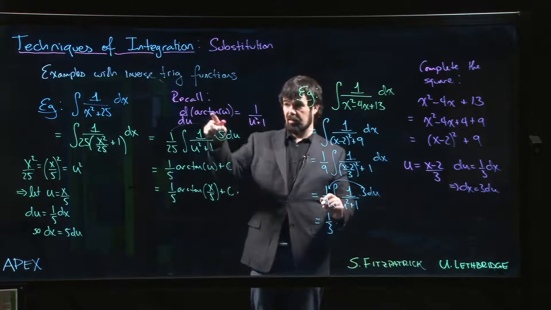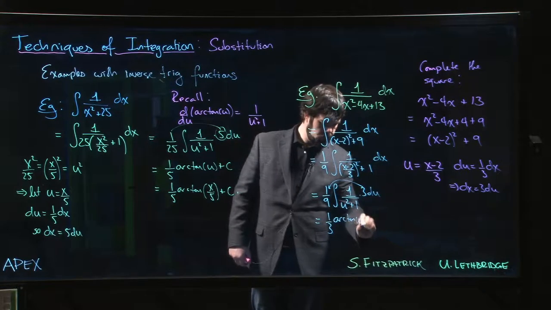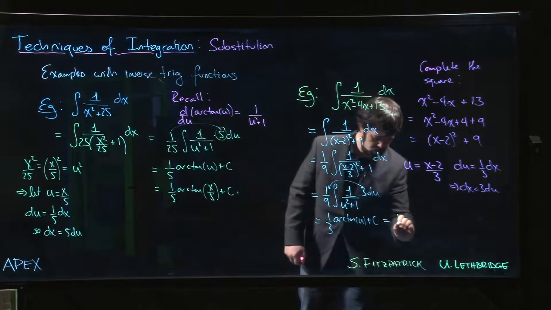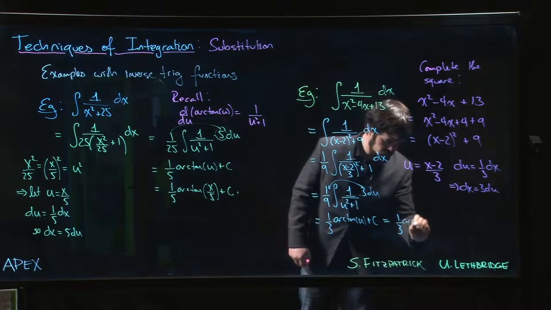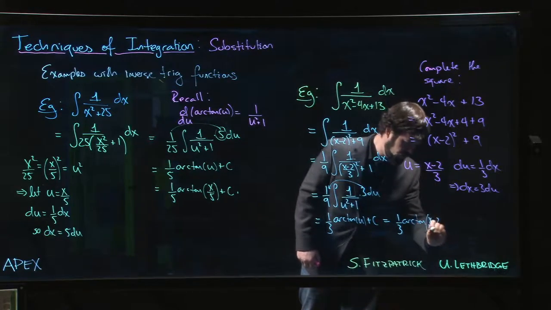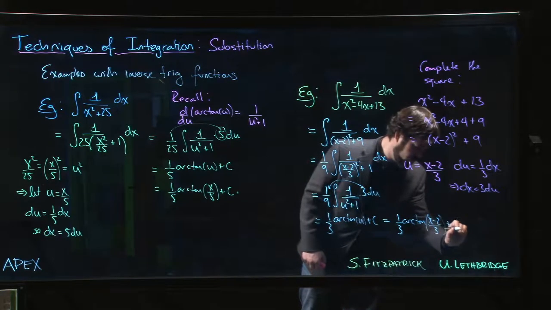1 over u squared plus 1 gives me arctan of u. All right. And as usual, all we have left to do is put back in that u, which was x minus 2 over 3.